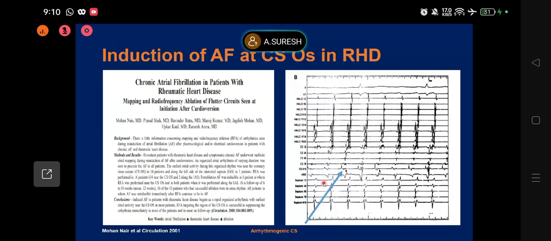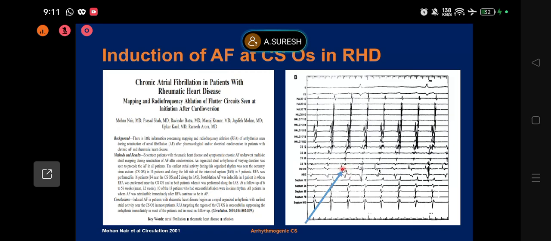So coming to atrial fibrillation, this was a paper published in late 2001 by the late Dr. Mohan Nair sir, and was published in Circulation. In this, 17 patients with rheumatic heart disease were studied. The atrial flutter and fibrillation was induced in the lab, and once it was induced and the study was done, it was seen that the coronary sinus was the initiator for the atrial fibrillation. You can see here the coronary sinus CS 9-10, which represents the coronary sinus os, is the initiator for this atrial fibrillation. So by ablating at this part, the atrial fibrillation terminated.